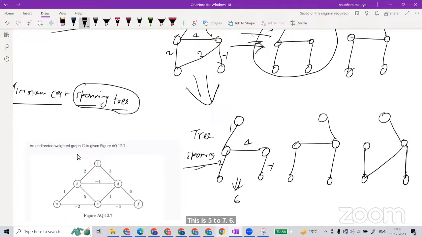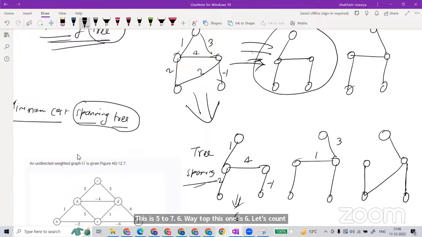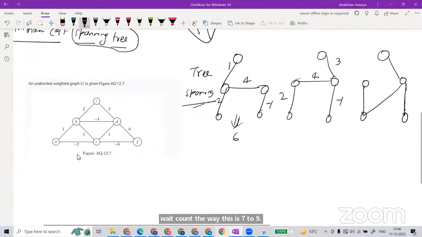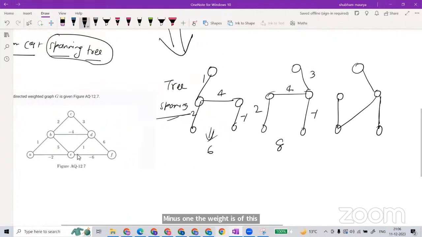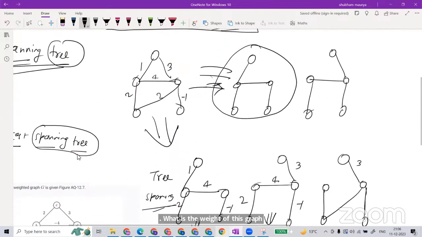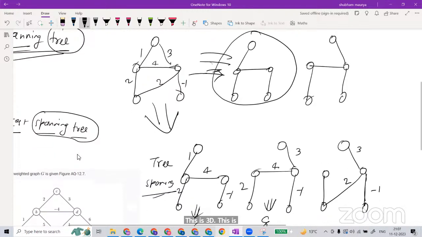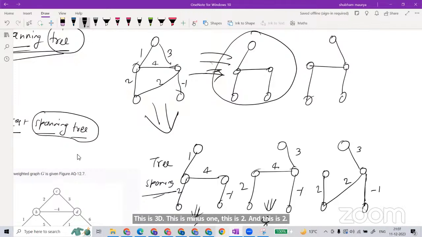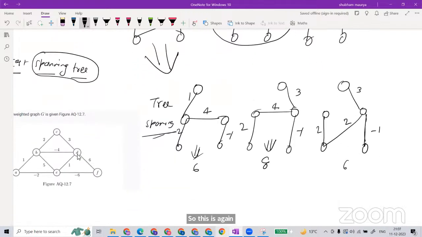Let's count for this one. This is 3, 4, 2, and here is -1. So now let's count the weight. This is 7, 9, -1. The weight of this graph is 8. What is the weight of this graph? This is 3, this is -1, this is 2, and this is 2. So this is again 5, 7, this is 6. So we see that we have 3 spanning trees with different weights.